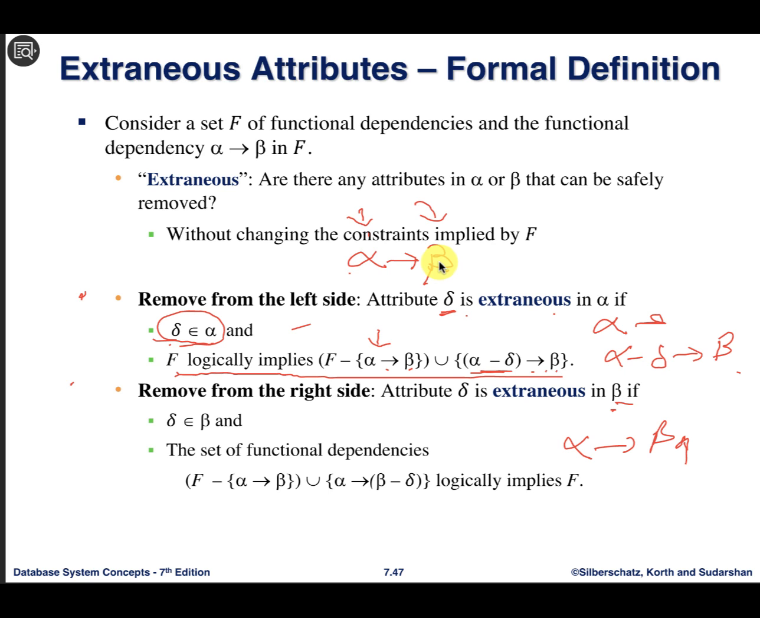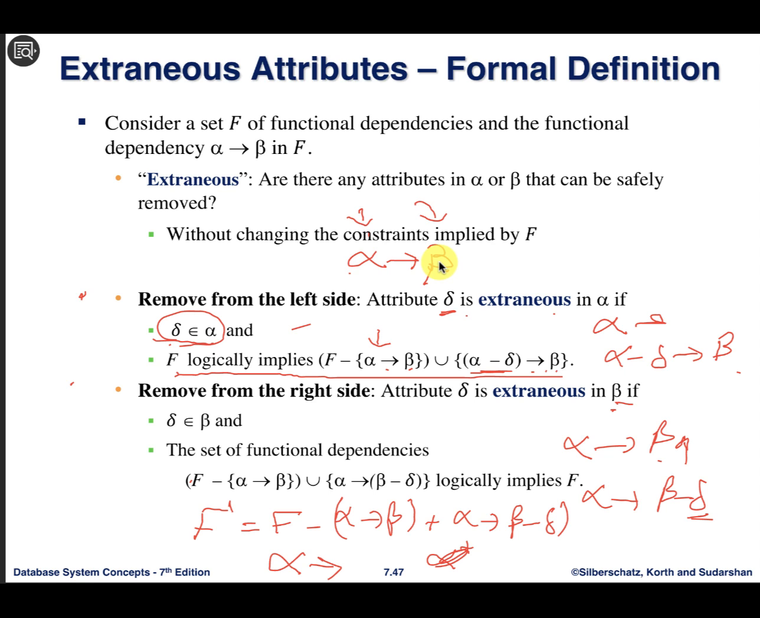Since the extraneous attribute belongs to the right-hand side, it's going to be alpha determines beta minus delta. Assume delta is the extra attribute. I remove this one and change f into f prime, which contains what? The value of f, the original set of functional dependencies. You remove alpha determines beta and substitute it with alpha determines beta minus delta. Okay? So in this case, you start from alpha closure, and you're going to see how to compute this. You start from alpha, and somehow you're still able to reach delta on the right-hand side.